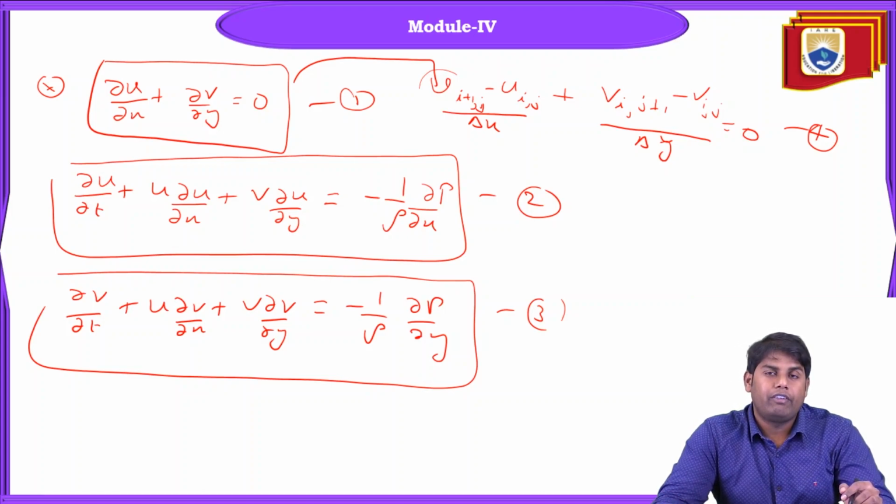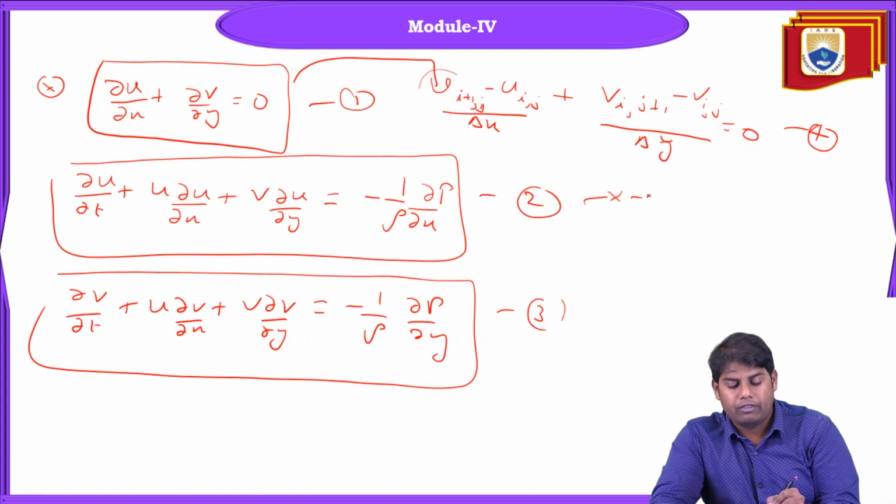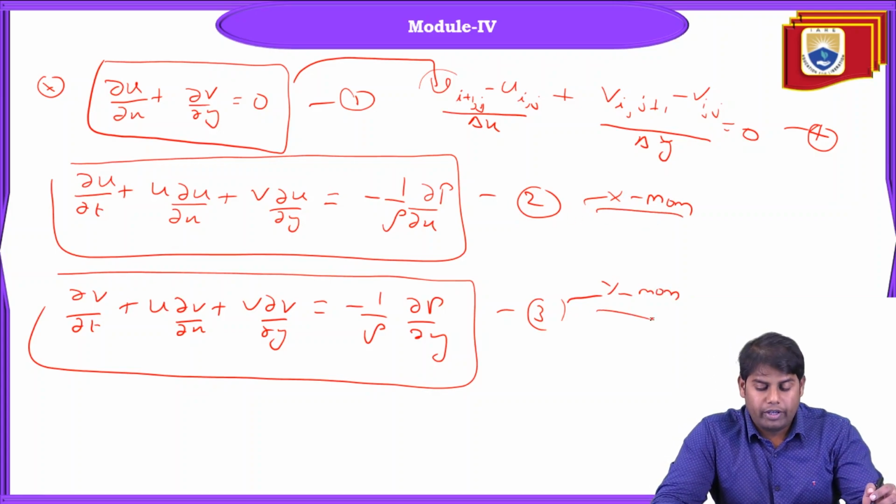Similarly, equation 2 we will write in discretized form, but it is the x momentum equation. Equation 3 will also be written in discretized form, but it is the y momentum equation. So we have the continuity equation, the x momentum equation, and the y momentum equation.